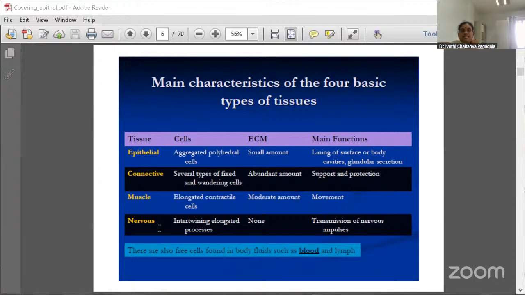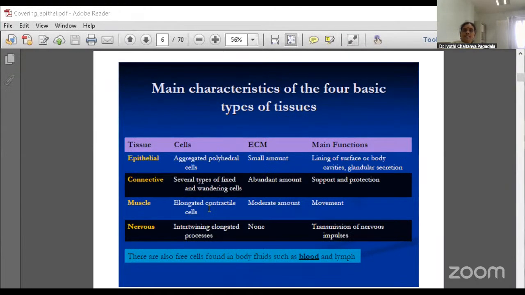Just now we discussed the cells in the epithelial tissue: aggregated polyhedral cells with a small amount of extracellular matrix. The main function of epithelial cells is lining of surfaces or body cavities and glandular secretion. Connective tissue supports and protects the body, muscle tissue is for movement, and nervous tissue is for the transmission of nerve impulses.